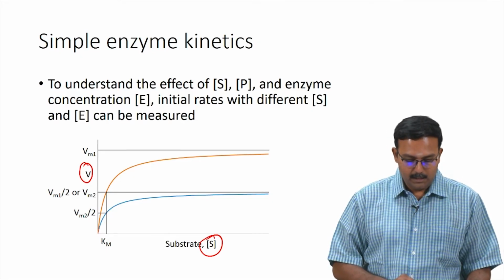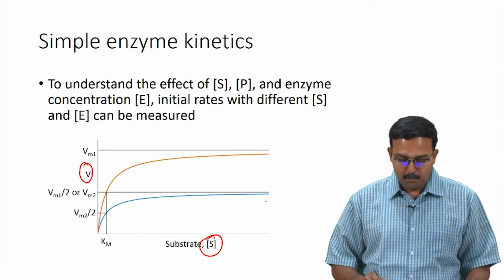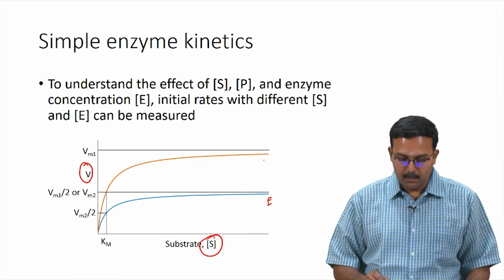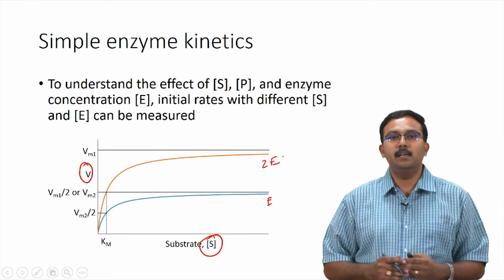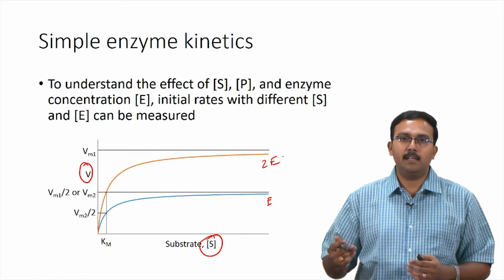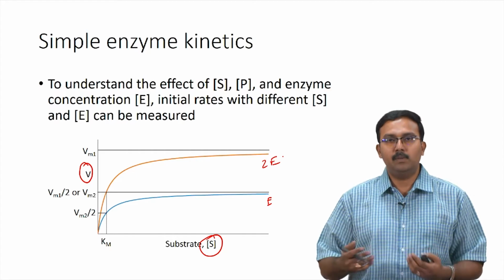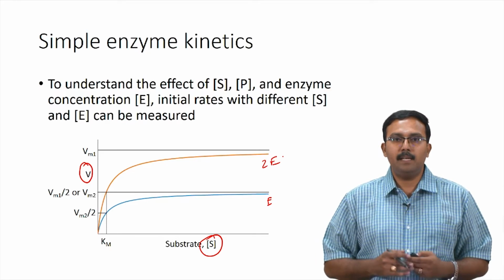As you can see here, you have two different curves, one for an enzyme concentration E and the other one for an enzyme concentration of twice E. So, what you see here is as the concentration of enzyme increases, the maximum rate which can happen has increased proportionally. So, let us look at what the parameters here are.